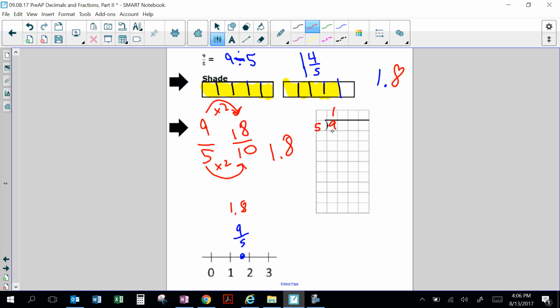But what if you prefer to divide 9 divided by 5? Can 5 go into 9? One time. We have 4 left over. How can I get rid of this remainder? I annex a 0. 5 goes into 40, 8 times. So we have 1 and 8 tenths.